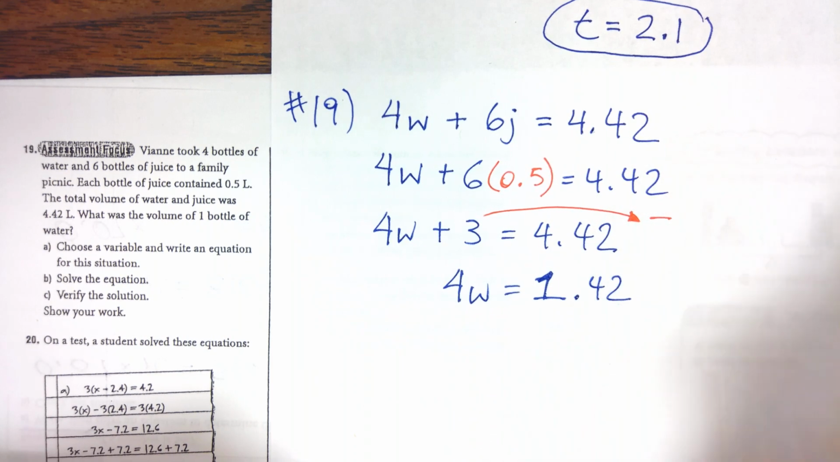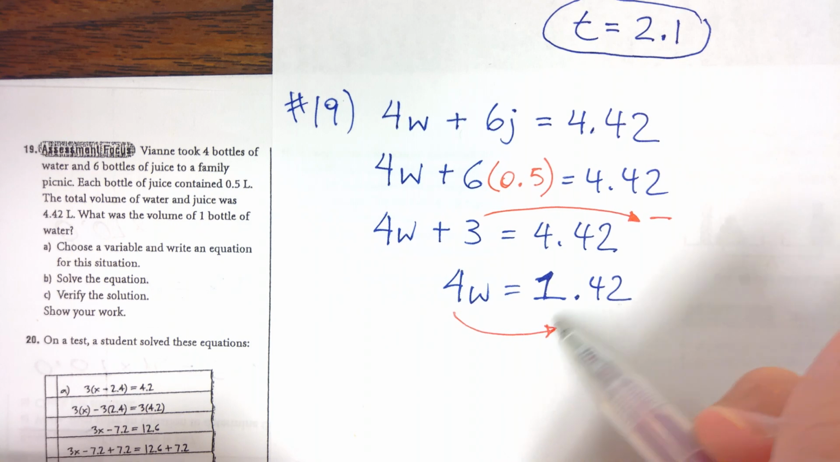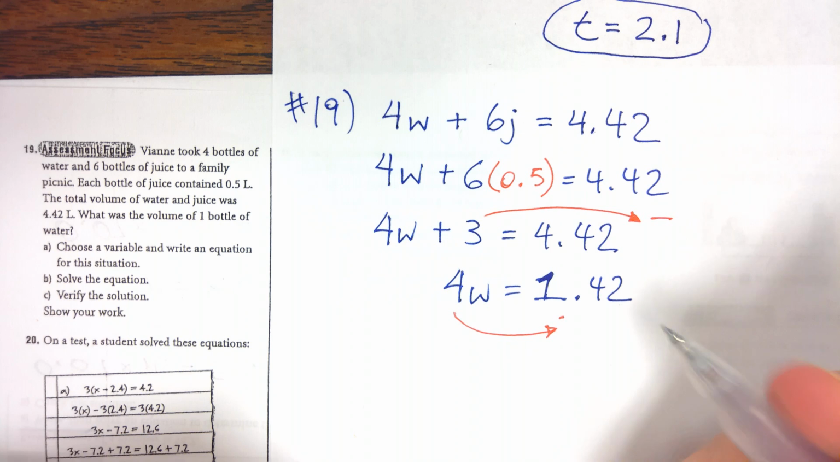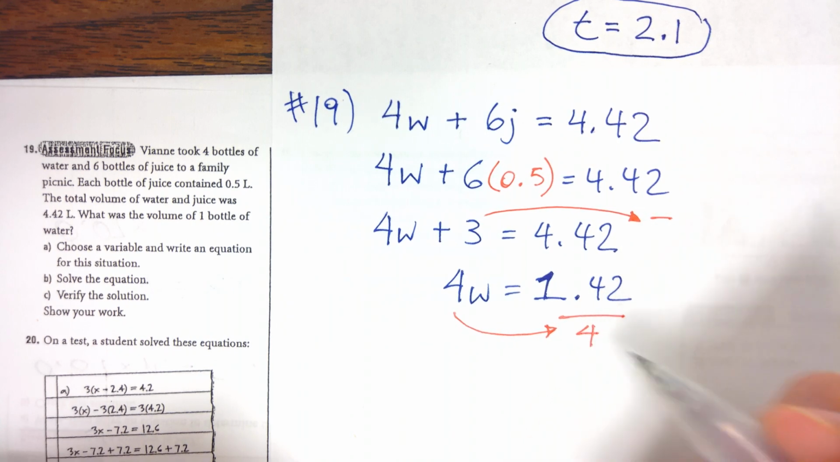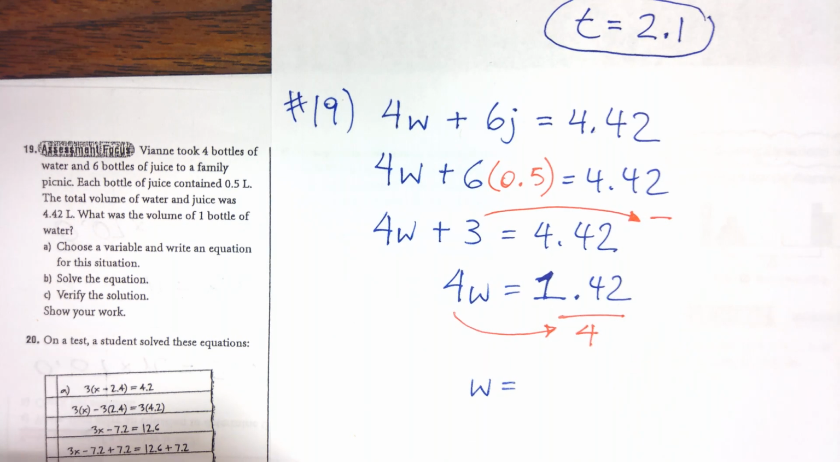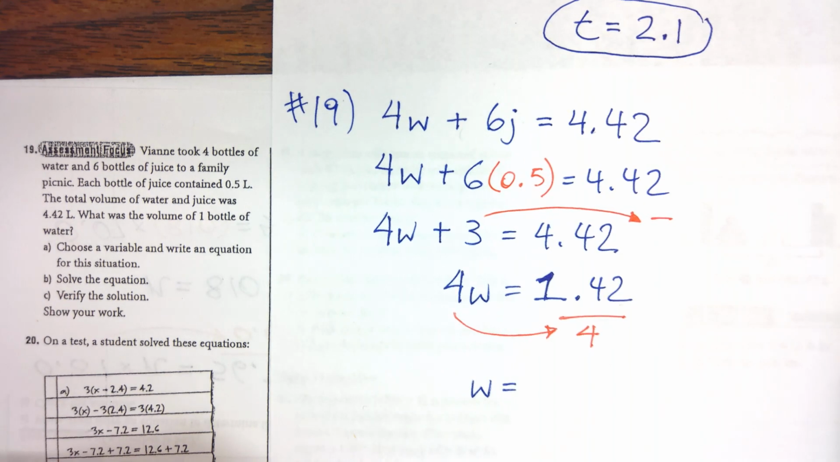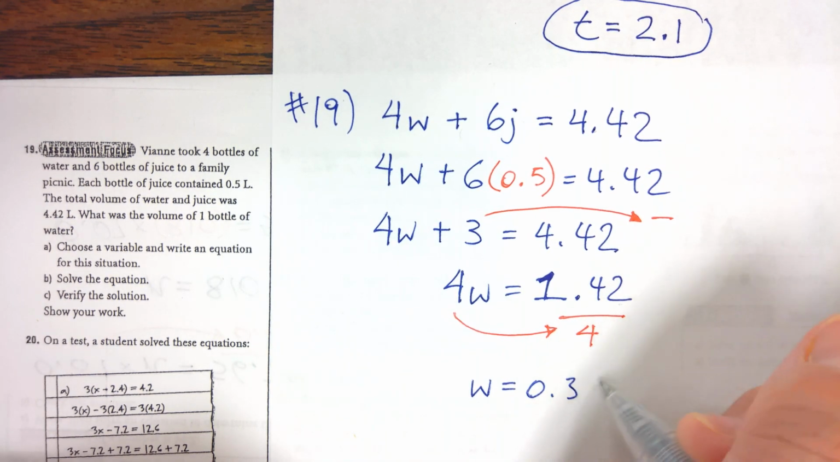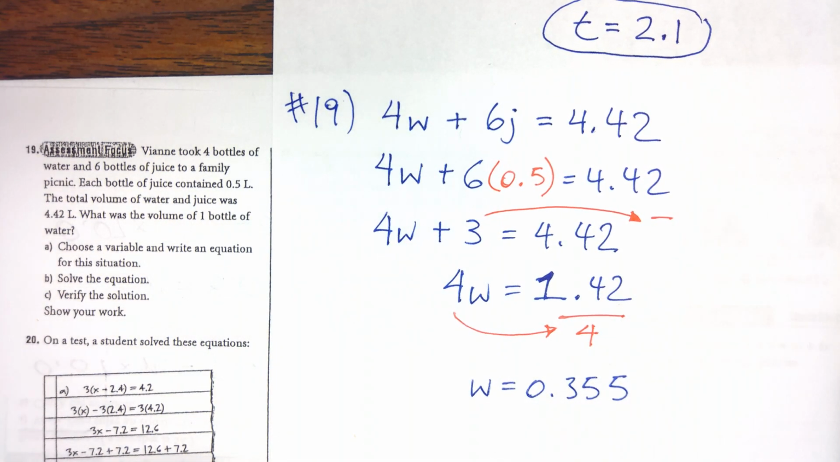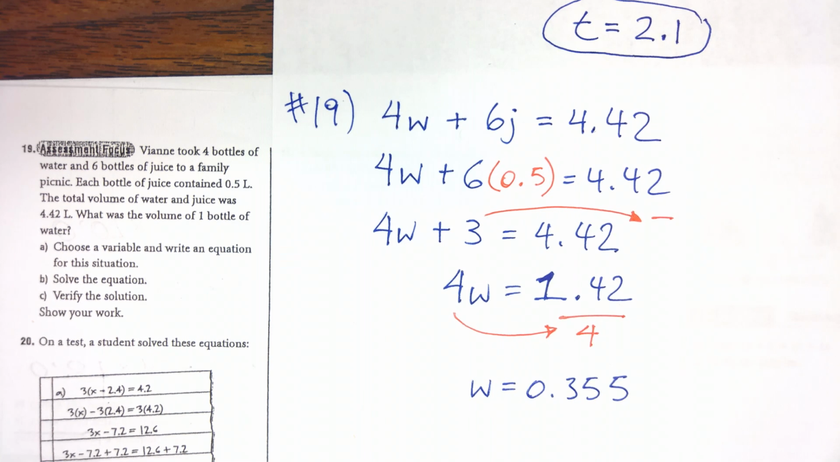1.42. Yep, and then? You divide 1.42 with 4, and you get 0.355. Right, you divide it so that you get W by itself. So you get 1.42 divided by 4, 0.355. Okay, is that a good final answer?